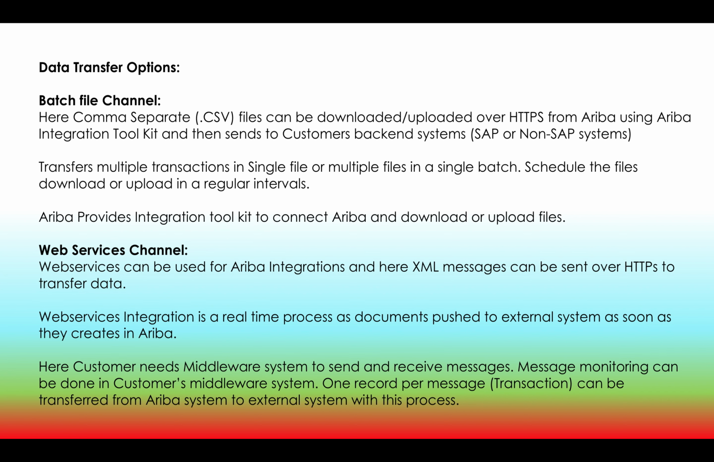One record per message can be transferred from Ariba to the external system with this process. With this process, when a requisition is created in Ariba, we can get that requisition in one message. So that way we get real-time integration. If we wait for multiple transactions, we lose the real-time integration option. That way, one record per message can be transferred from the Ariba system to the external system with this process.